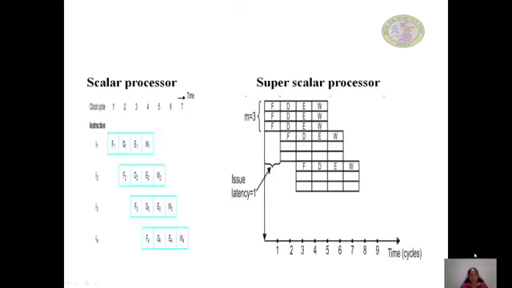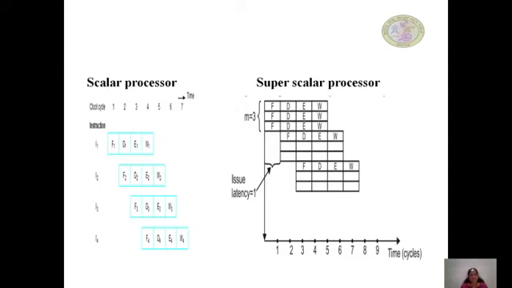So here we have an example of a superscalar processor. Before studying the superscalar processor, what happens in a scalar processor? Here we have 4 instructions, I1, I2, I3, I4. Each instruction has been divided into different stages. Here we have 4 stages: fetch, decode, execute and write.